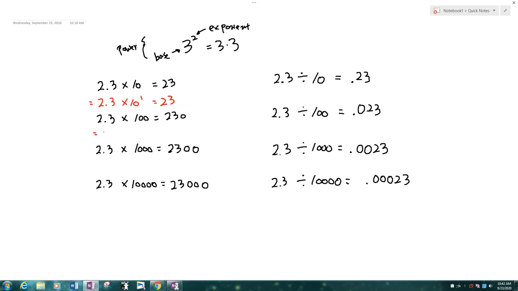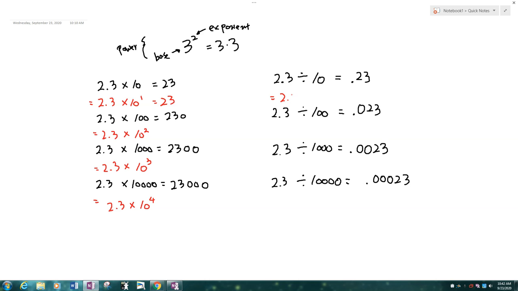And this guy is 2.3 times 100, which is 10 times 10, therefore it's going to be 10 squared. And 2.3 times 1000, you multiply 10 three times, so 10 cubed. And 2.3 times 10,000, you multiply 10 1, 2, 3, 4 times, so 10 to the 4th power. And let's move on to the division.